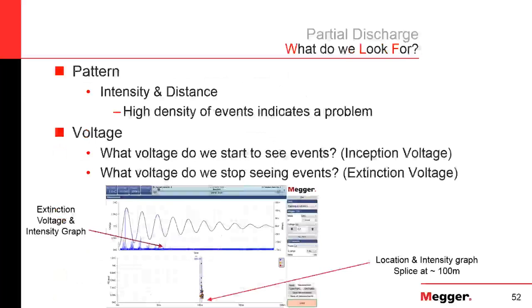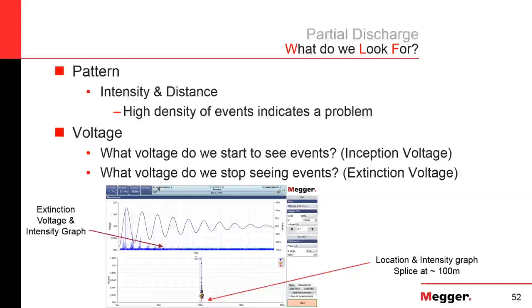Finally, we interpret the results and print the report. So by interpreting the results, what I mean is, what do we look for? One of the more important things that we look for with PD testing is a pattern of intensity and distance. So a high density of events indicates a problem. So if we look on that picture, the bottom half of that picture, it shows a whole bunch of clusters of dots there right in the middle there. That's a high density of events happening at the splice at about 100 meters away.